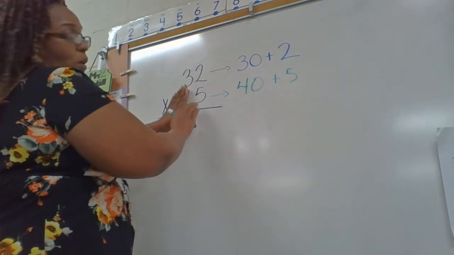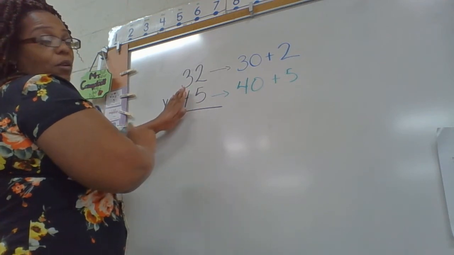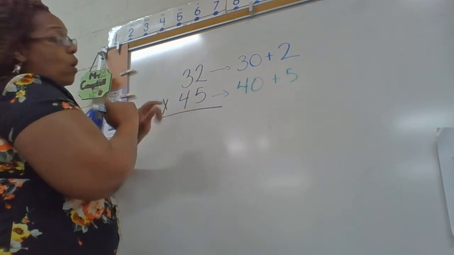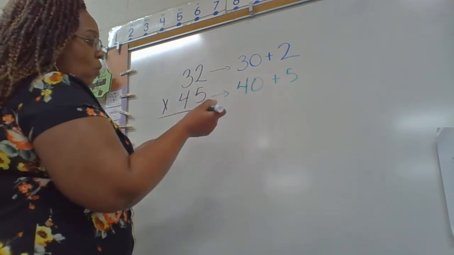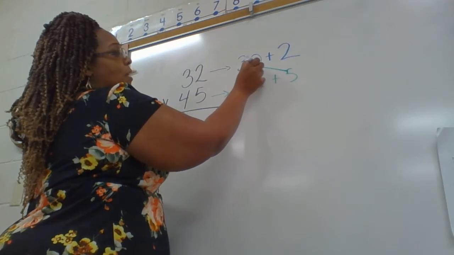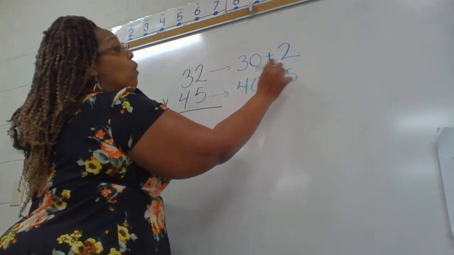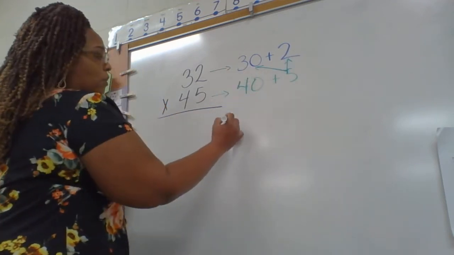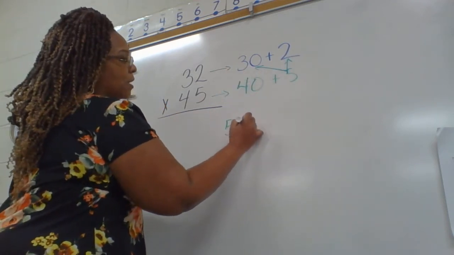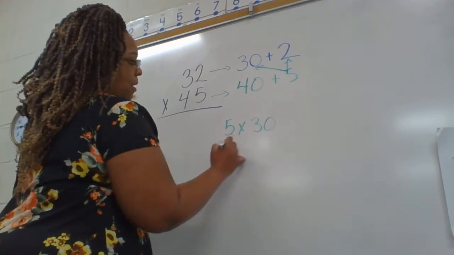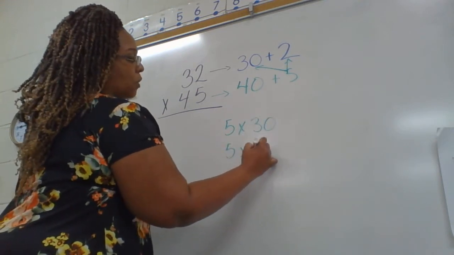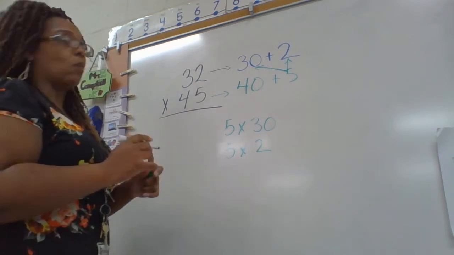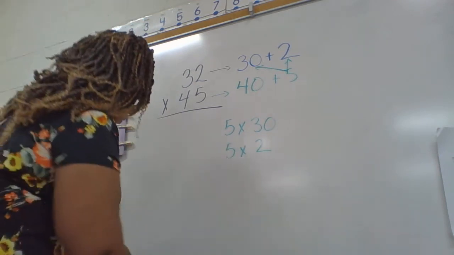Remember how when it was just a 5 there, we would do 5 times the 2, 5 times the 30. Okay, well, we're going to do the exact same thing. We can start with 5 times the 2, and 5 times the 30. So let's do that here. 5 times 30, 5 times 2. You can put it in any order. Multiplication is that way. It's commutative.